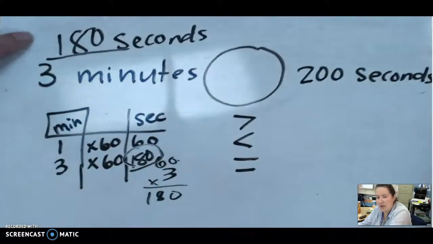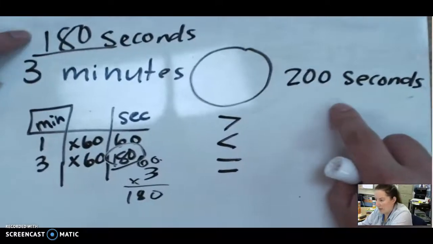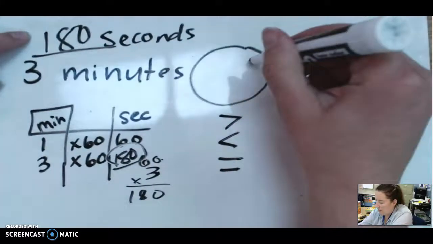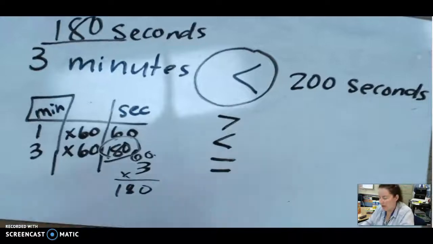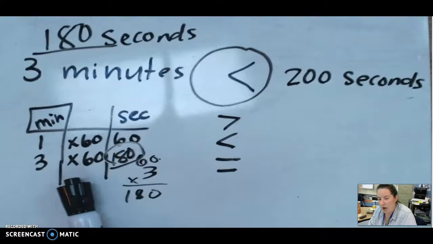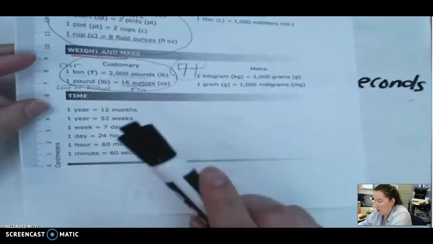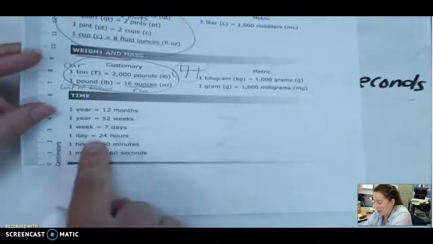So if this is 180 seconds, this is 200 seconds. Which one is actually larger? 200 seconds is more than the 3 minutes. So you're going to practice this. I would still use this chart for all of your problems like we had been doing with conversions. Grab your star reference sheet because they're all listed here.